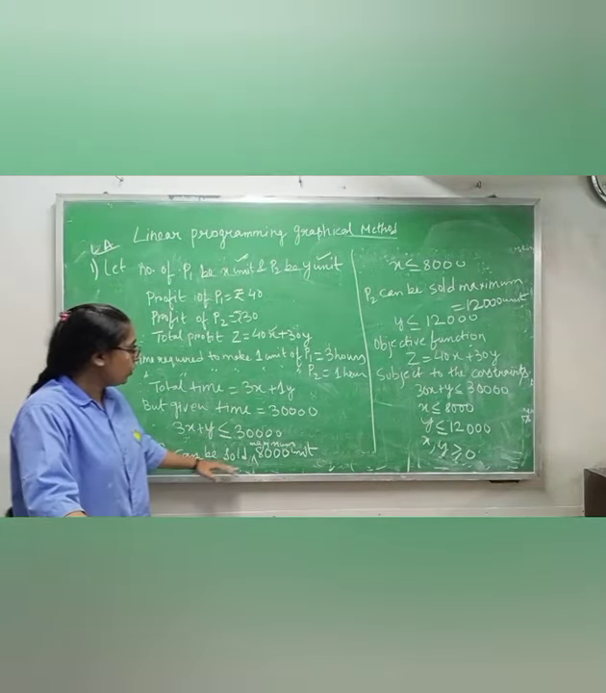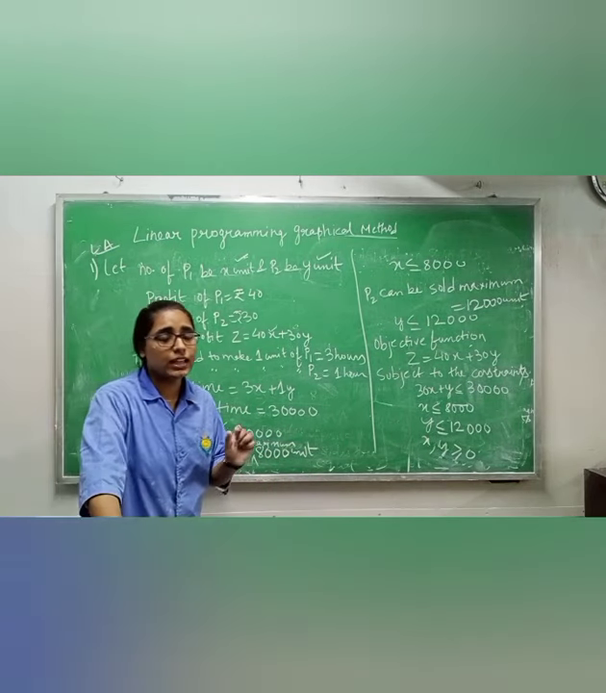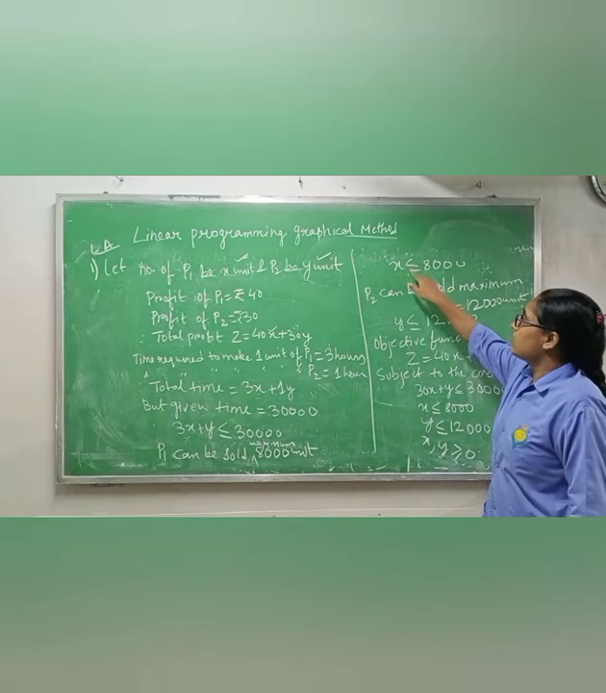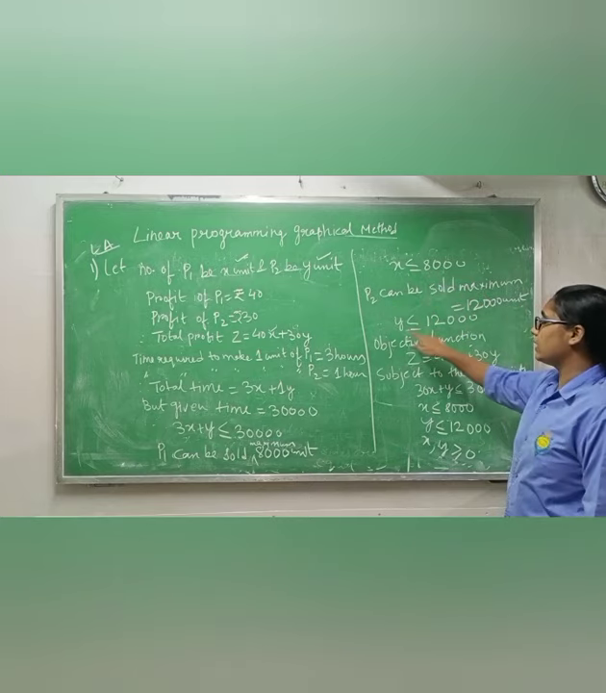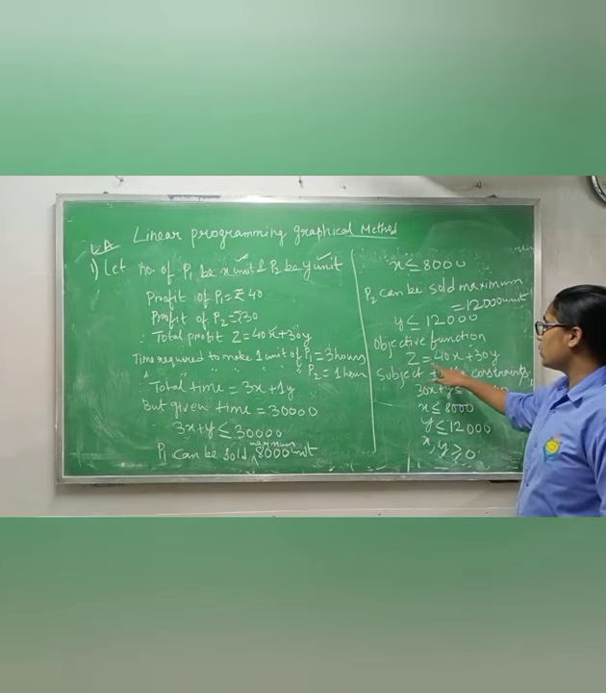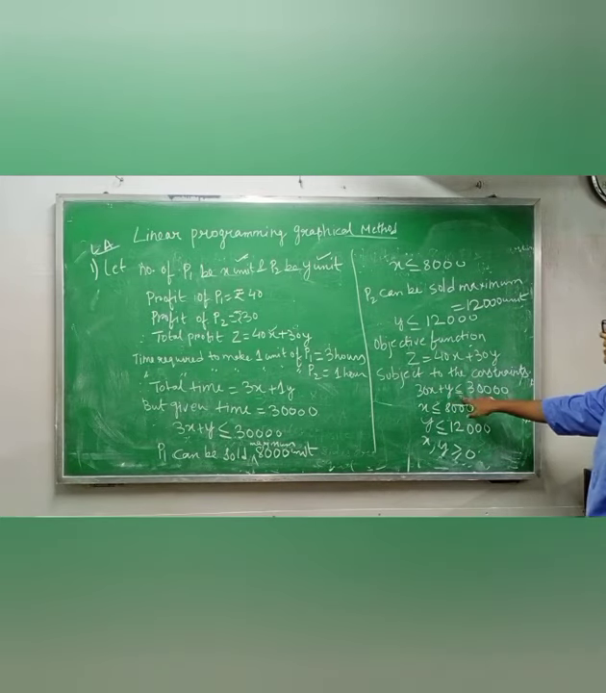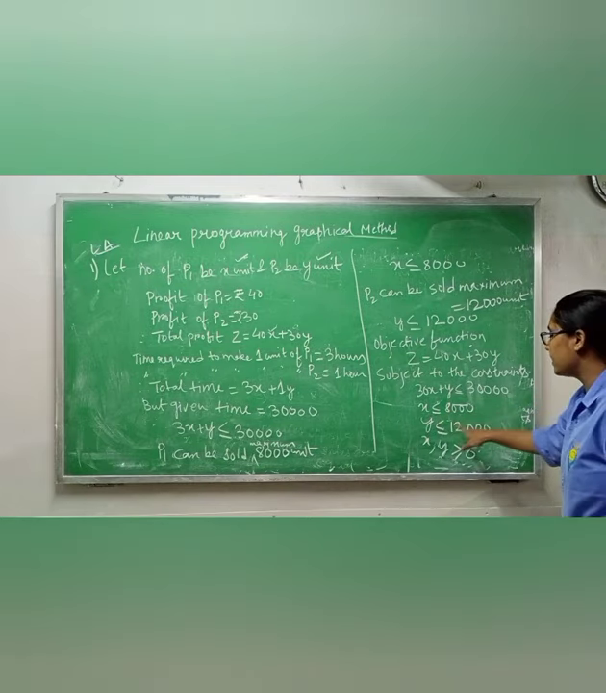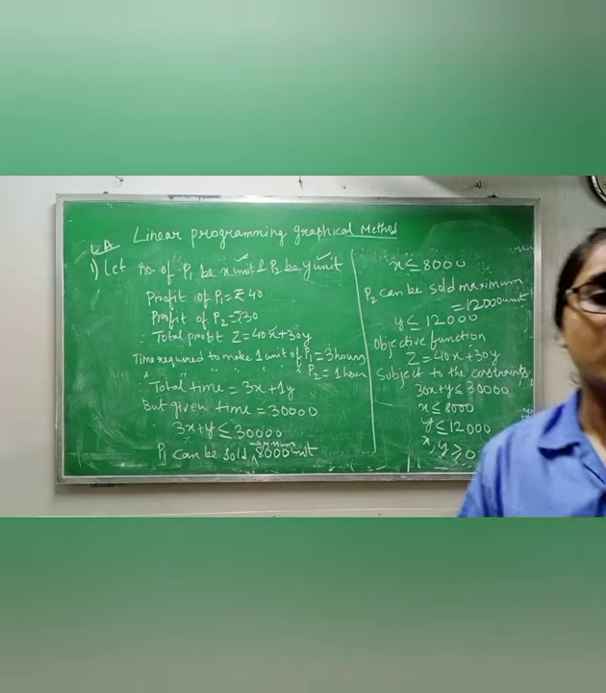Okay, P1 can be sold maximum 8,000 units. Okay, it is written that product P1 can be sold only 8,000 when they have surveyed. So x is less than or equal to 8,000. P2 can be sold maximum 12,000 units. That is why I wrote y is less than or equal to 12,000. So the objective function is Z equals 40x plus 30y, subject to the constraints 3x plus y is less than or equal to 30,000, x is less than or equal to 8,000, y is less than or equal to 12,000, and x and y always greater than or equal to 0.